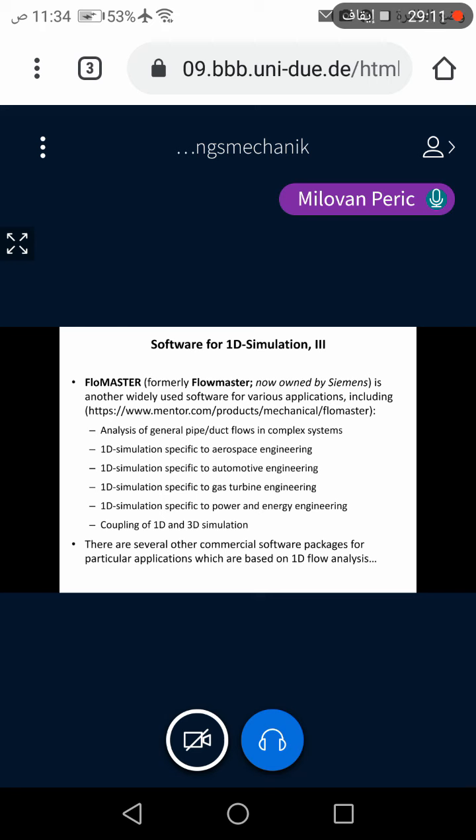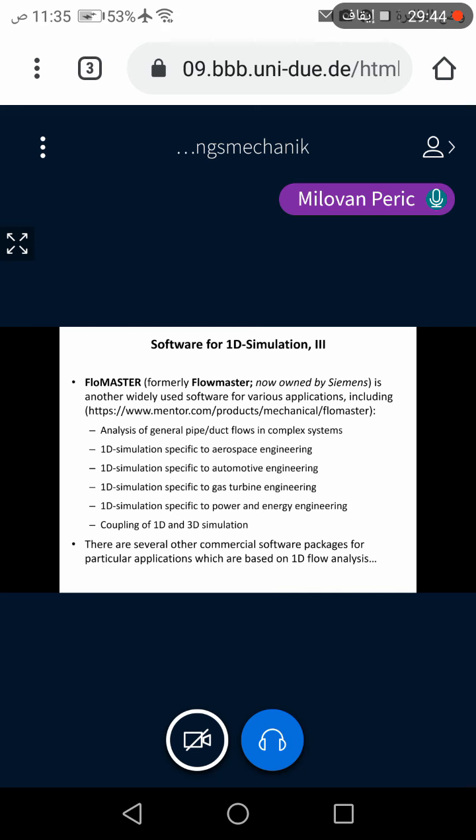So Siemens is expanding into many areas, and this is now an addition. They first bought Siemens for Star-CCM+ for 3D flow analysis, and then they bought Mentor for one-dimensional flow analysis. Now Mentor does also some other things, but Siemens paid for CD-adapco roughly $1 billion, and for Mentor $5 billion. So there is even more business in simpler analysis than in detailed analysis.